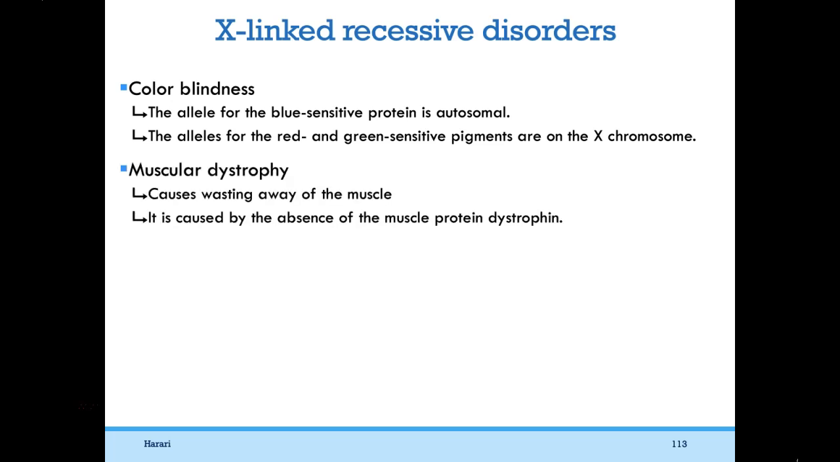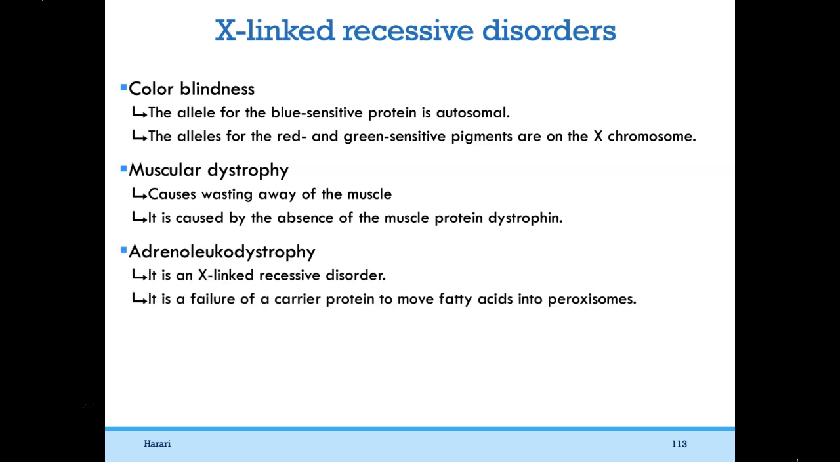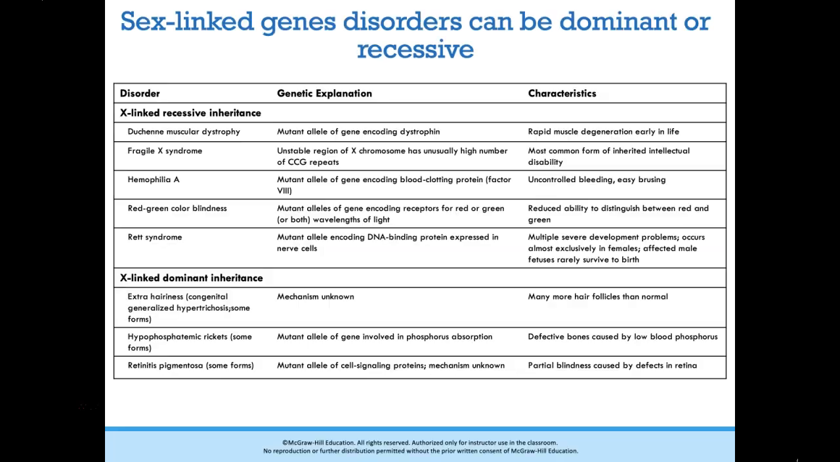Muscular dystrophy is caused by the absence of a muscle protein that's on the X chromosome. Adrenoleukodystrophy is another X-linked recessive disorder that results in the peroxisomes not functioning properly. And of course, hemophilia. So here's a table of some X-linked recessive disorders and also some X-linked dominant disorders.